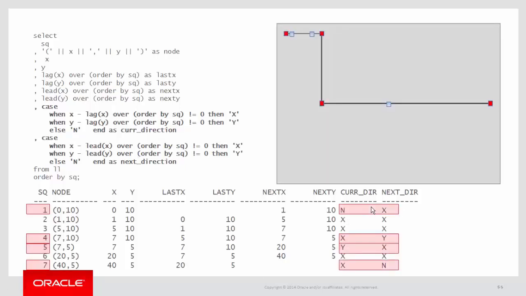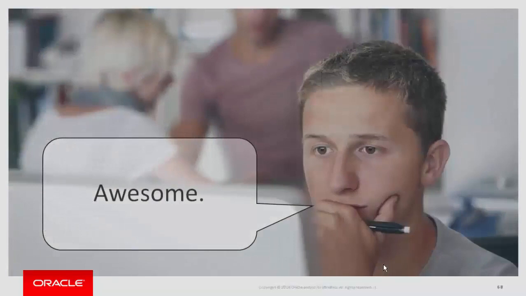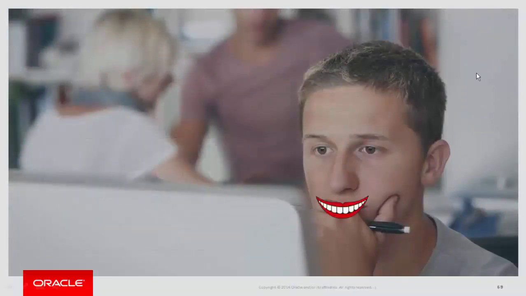Let's take a look at our sketch again. Again, the nodes highlighted in red are the ones we want to keep, and we can see that those nodes, node 1, 4, 5, and 7, are exactly the same nodes as the ones where the current direction is different from the next direction. So we've reached a point where all we have to do is wrap this in an outer statement that says where the current direction is not equal to the next direction. And we have the list of nodes that we wanted to keep. Problem solved. But don't just take my word for it.